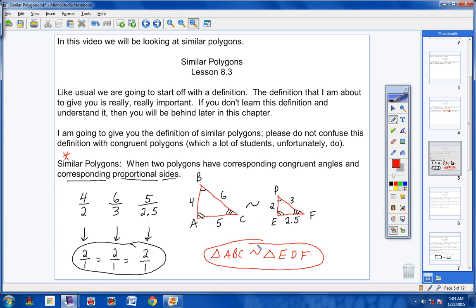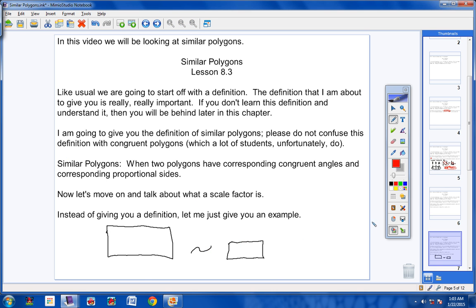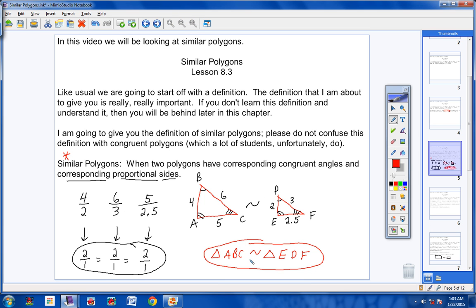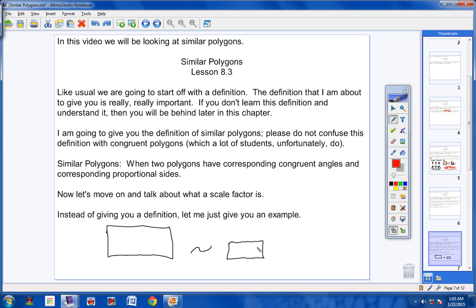So students, copy this down. Make sure you understand that. All right? This really should be pretty familiar. We've looked at a lot of those things when it comes to congruent triangles, so it's very similar. Okay, no pun intended. All right, now let's talk about this scale factor thing.